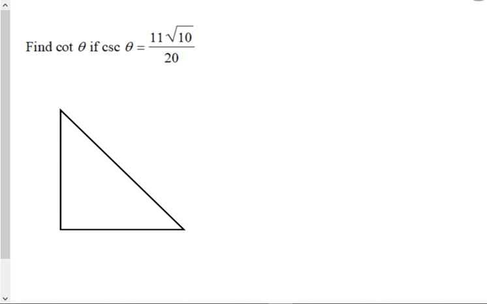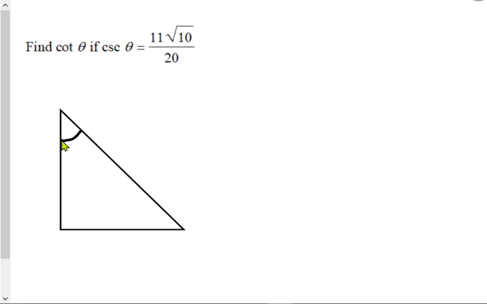In this problem, we have to find the cotangent of the angle given the cosecant. Now remember, you have to know those ratios, sine, cosine, and tangent, and you have to know the inverses, cosecant, secant, and cotangent to be able to solve this problem. So let's demonstrate by drawing what we're given with cosecant. This is the angle we're going to be using.